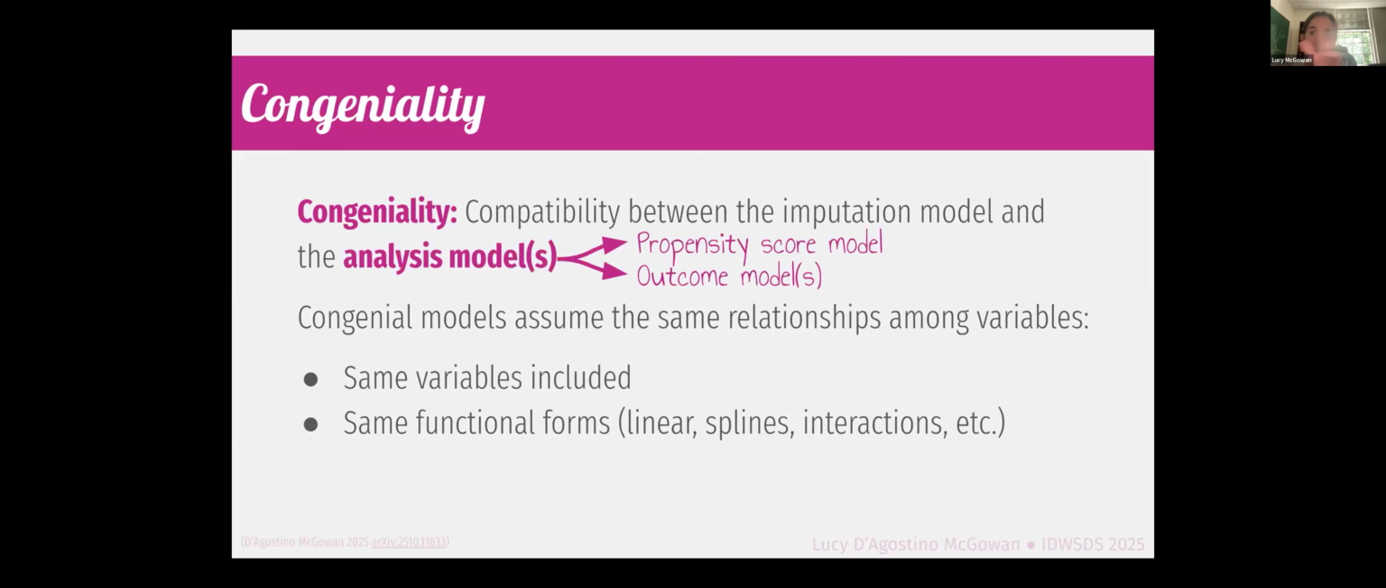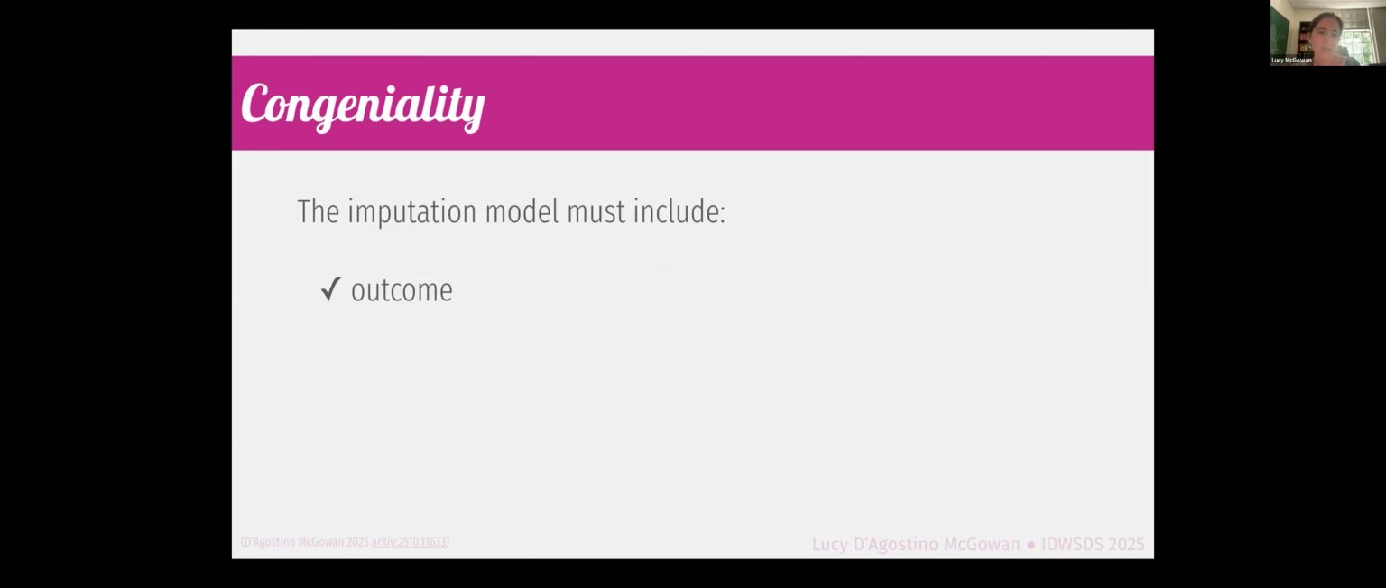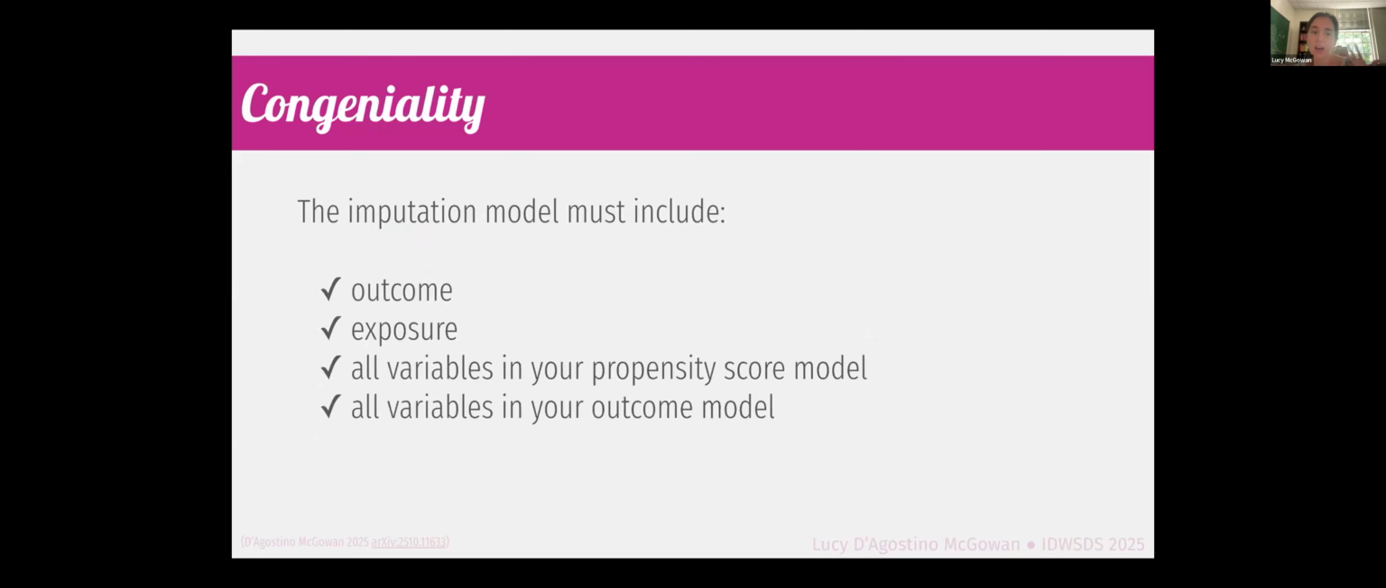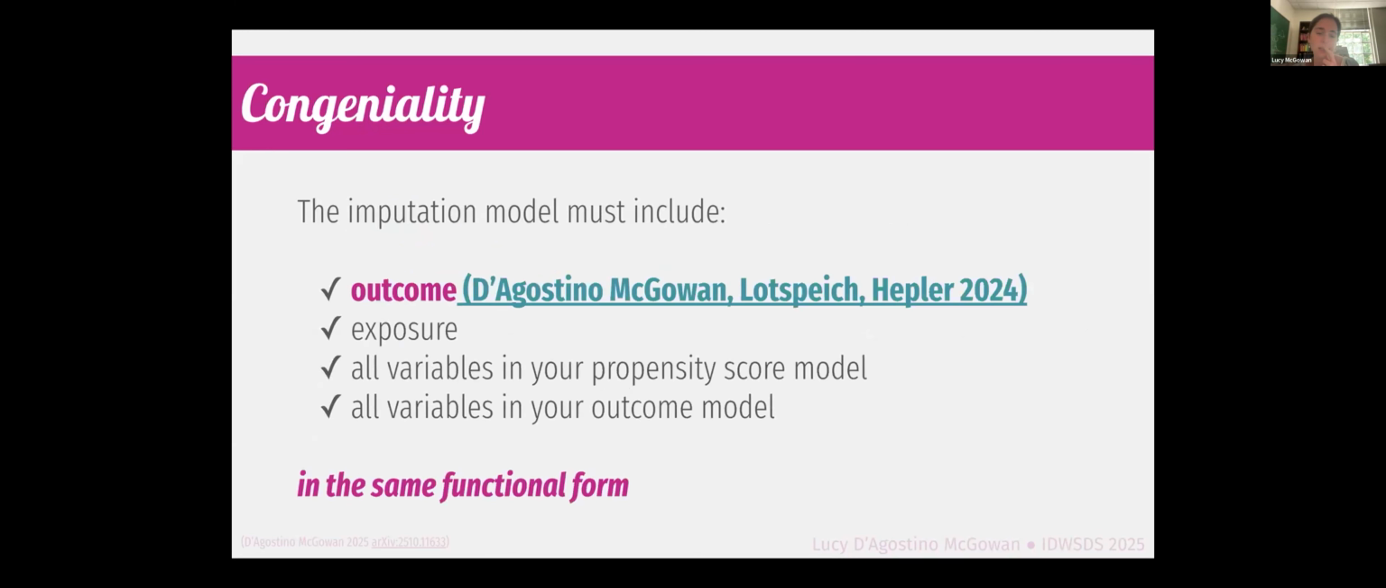And so we need all of these to kind of match and be in that imputation piece. So to be congenial, it must include the outcome, the exposure, all variables in your propensity score model, all variables in your outcome model in the same functional form. For this piece, this is a little citation to the paper I mentioned with Sarah and Stacy that can convince you why that outcome needs to be in there. But it's not just the outcome, everything, the exposure and all the other variables also need to be in there as well.